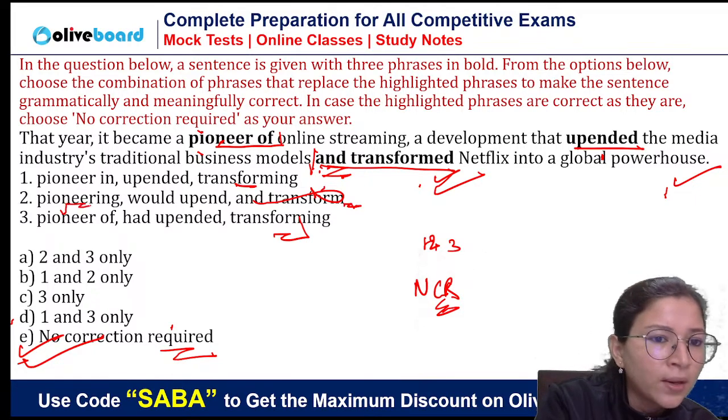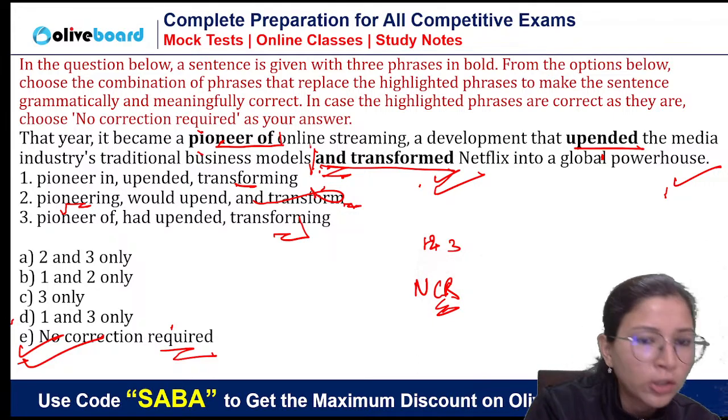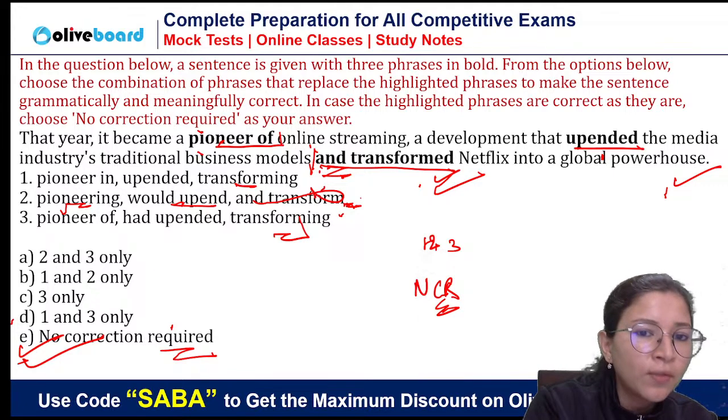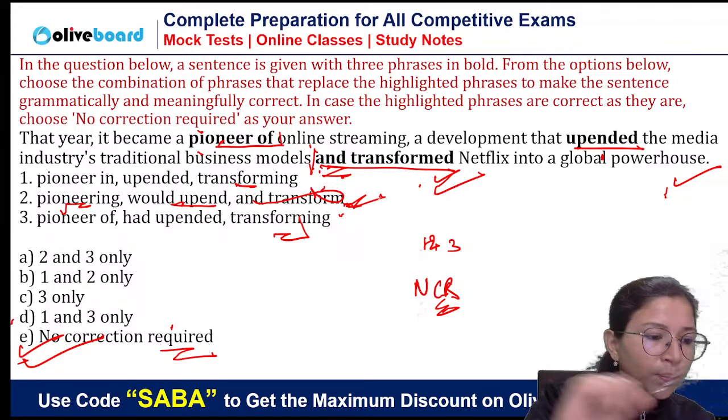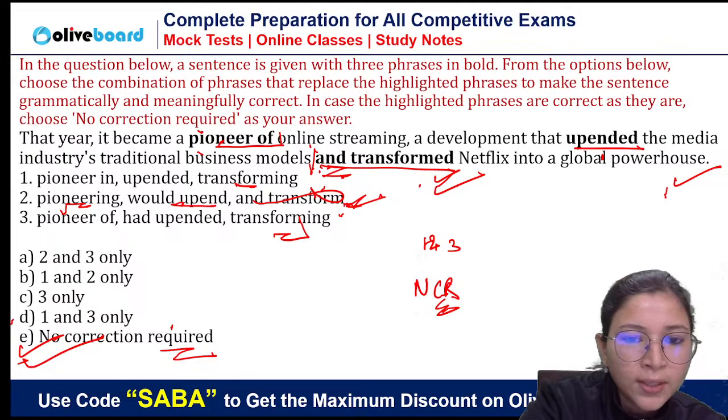Even we can't use pioneering. A pioneering online streaming, it will also not go. Would and will also not go. So this will not go. Even transform, even form will not go, because it is talking about past time. Okay. Is it clear? Chalo, next.